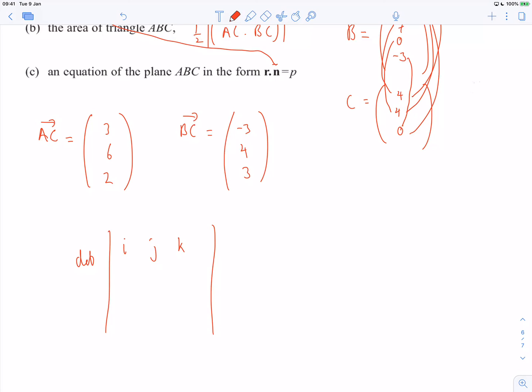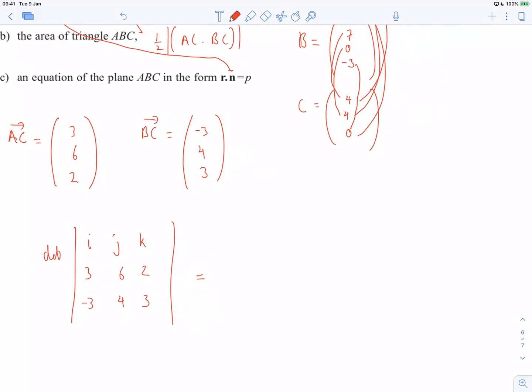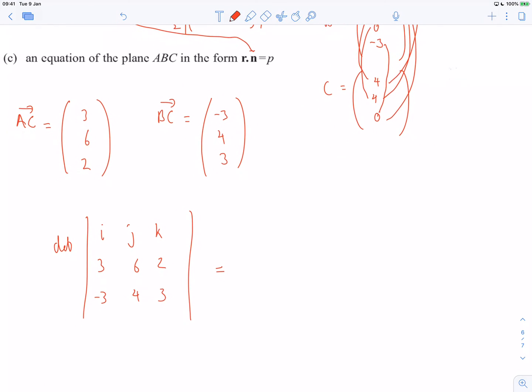and then I do AC first, which is 3, 6, 2, then BC, which is minus 3, 4, 3. And yeah, I just find the absolute value of this thing. So let's just do that.